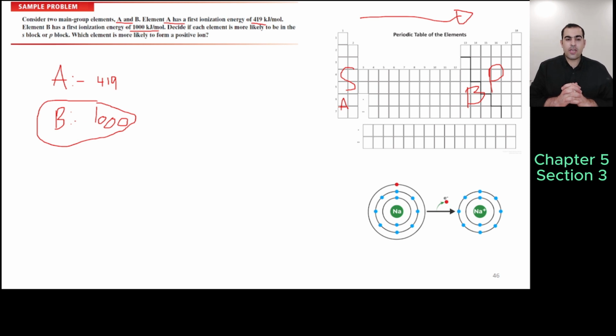It says which element is more likely to form a positive ion. Which one is more likely to form a positive ion? A, because A's ionization energy is less than B's, so it's more likely to form a positive ion. The one that has less ionization energy is going to be more likely to form a positive ion. Okay? Let's continue.